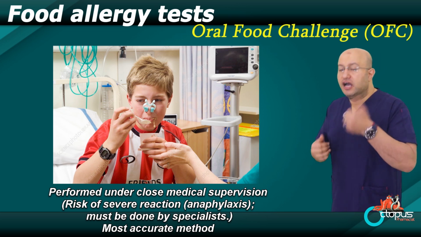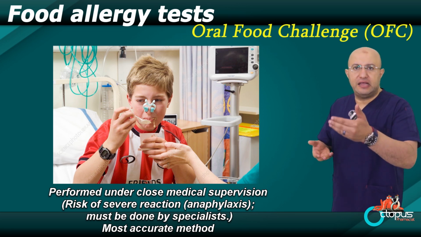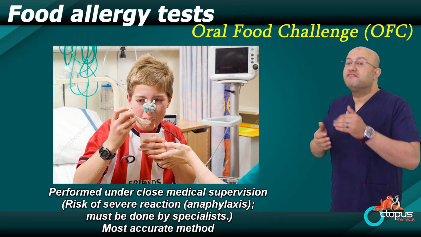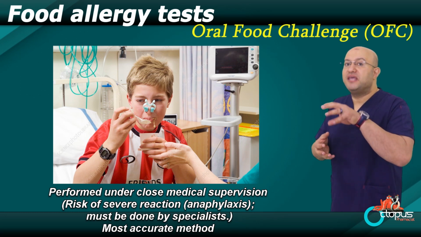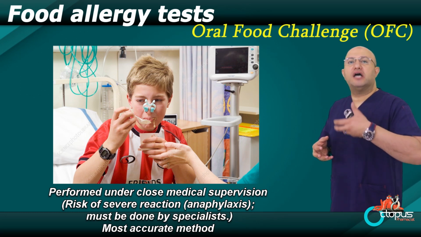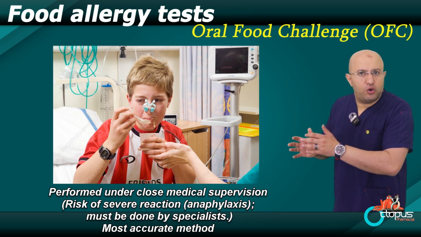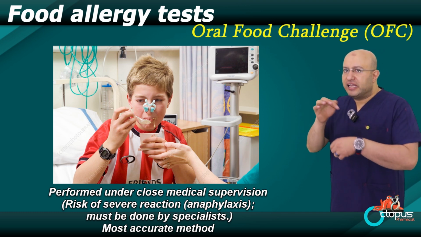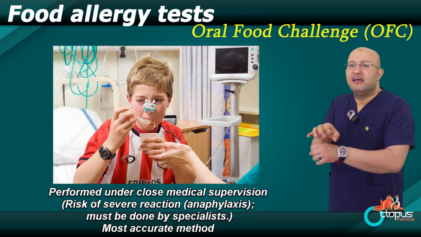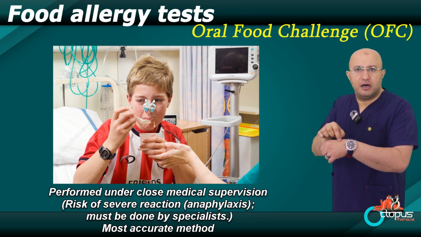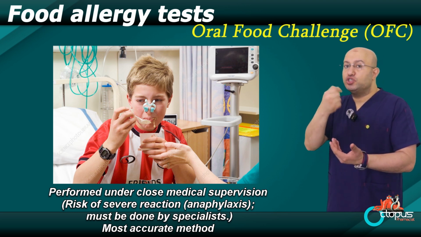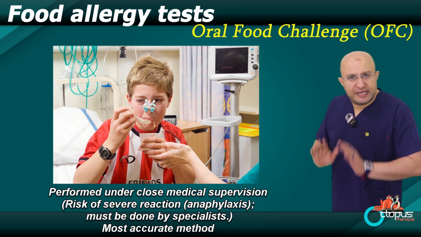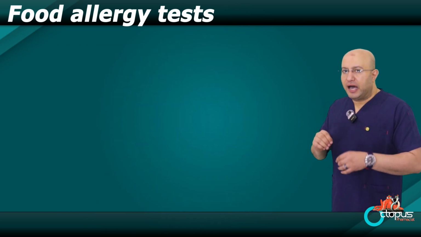4. Elimination diet. This method is popular and widely used. Here's the idea. If someone suspects a certain food is causing an allergy, they stop eating it for 1 to 2 weeks. Then they eat that food again, alone, without mixing it with anything else. If symptoms appear within 2 to 3 hours, that means the food likely caused a reaction.